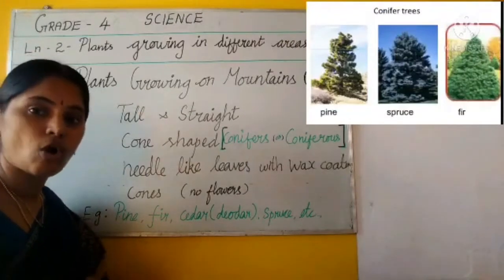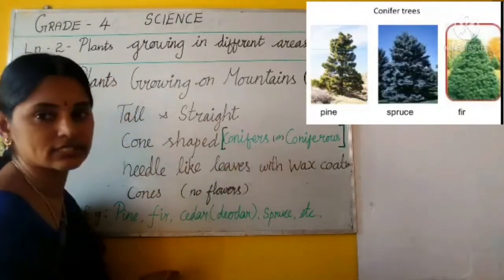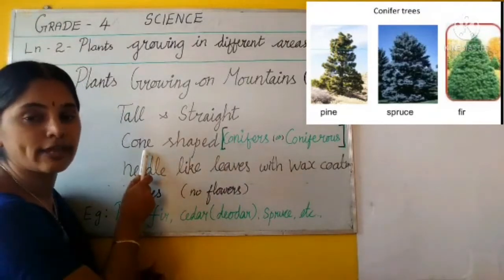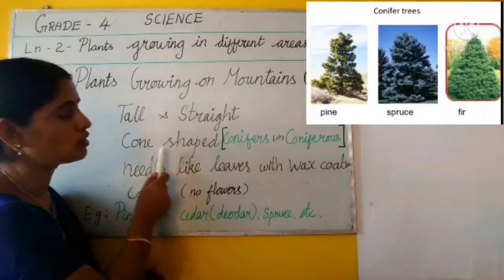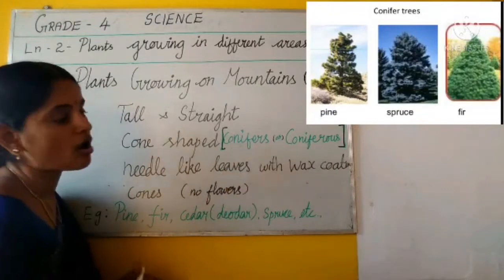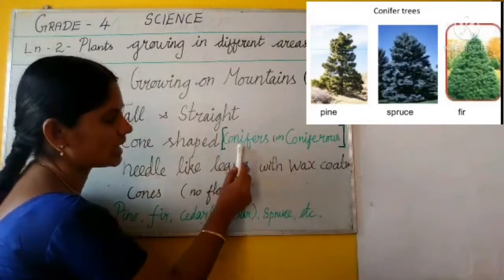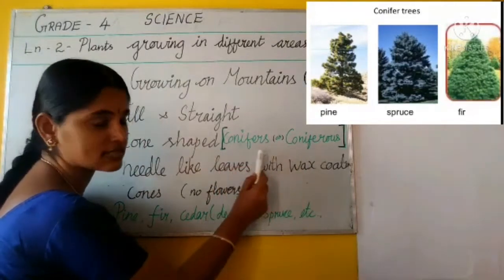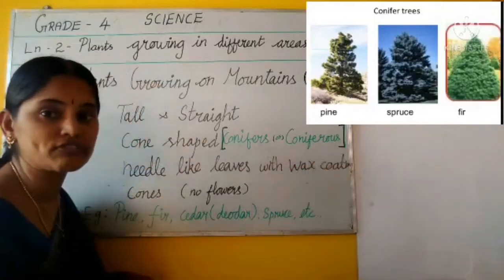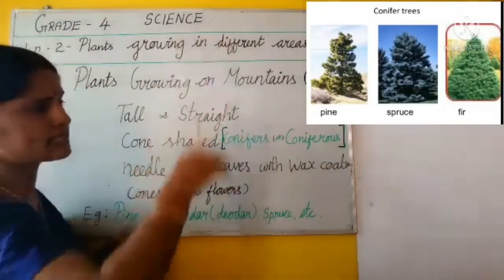So that only we call those trees conifers, because the shape of the tree looks like a cone, C-O-N-E, cone. So those trees we can call conifers, C-O-N-I-F-E-R-S, or coniferous, C-O-N-I-F-E-R-O-U-S, coniferous trees.